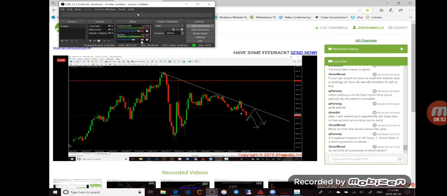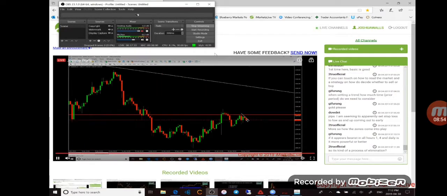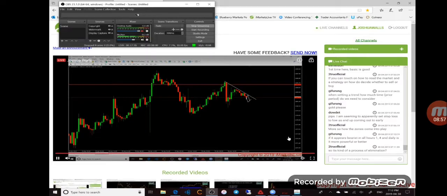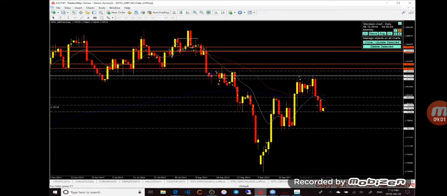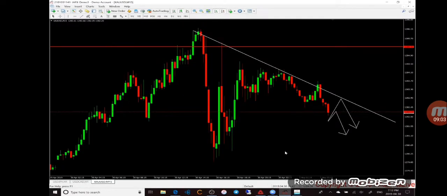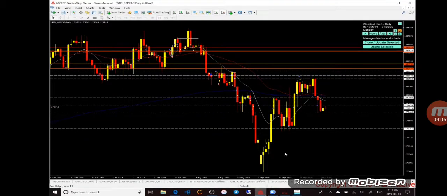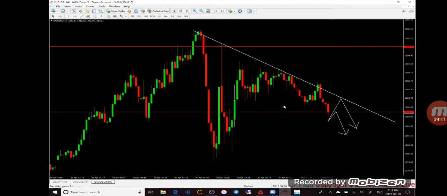Not so much a process of elimination, but more the opposite. It's a process of confluence, right? We're looking for all the different... I keep switching to this one. This is my other demo. This is the one I use for my strategy tester. But we're looking for confluence, right? We're looking for multiple different analyses, that's a hard one to say, all saying the same thing.